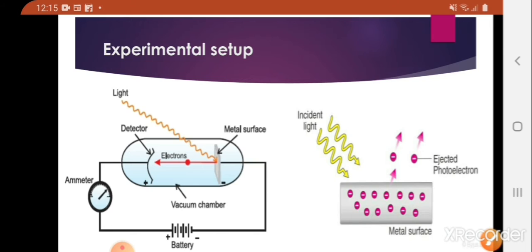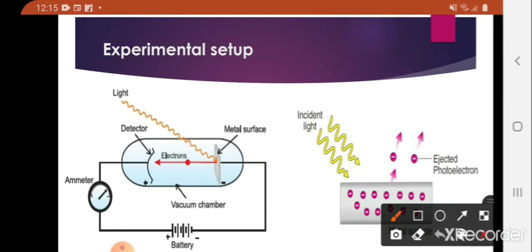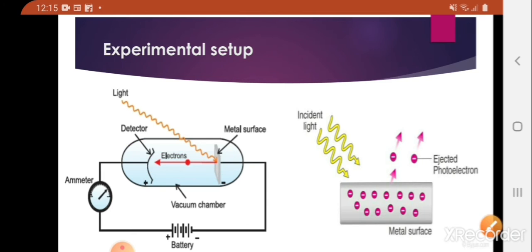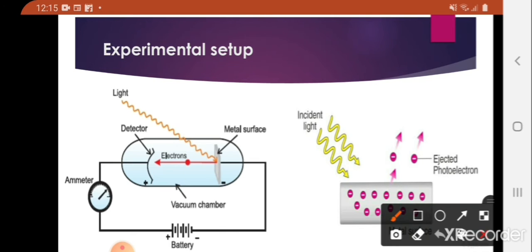That is, a metal surface is exposed to a beam of light, and after the exposure, some electrons are ejected out from the metal surface and are detected using a detector. All this experimental setup is done in a vacuum chamber.